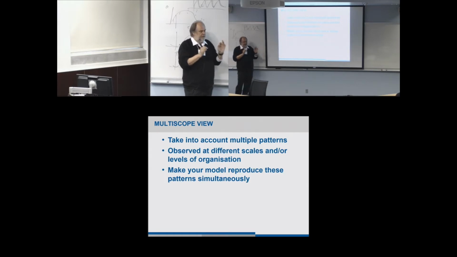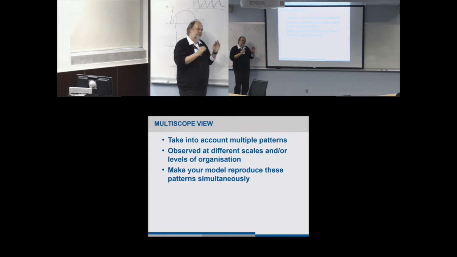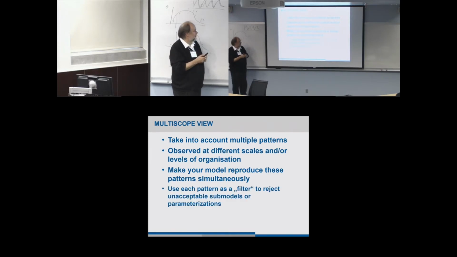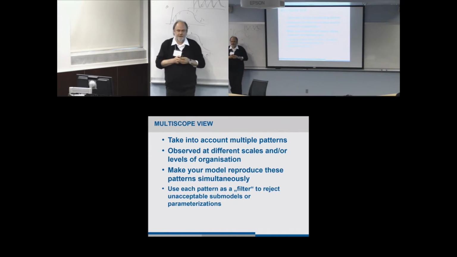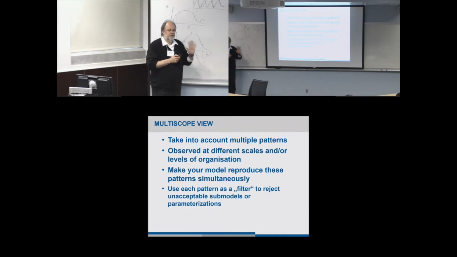This contains very important information. By itself, it might be easy to reproduce by a simple model, but it might be hard to get 4, 5, 6, 7 patterns reproduced at the same time. So the idea is use each pattern as a filter to reject unacceptable submodels or parameterizations. It's very similar to the mindset of what people do in statistics and model selection. It's not exactly the same, but it is very, very similar.